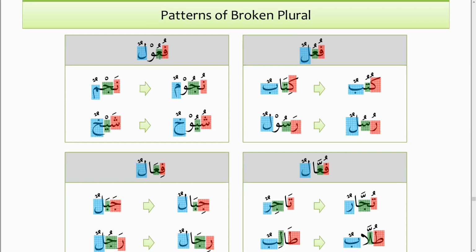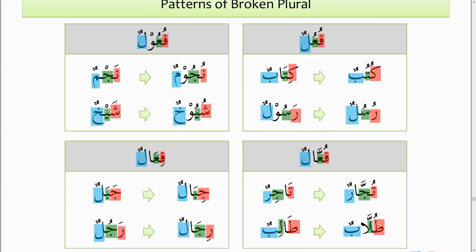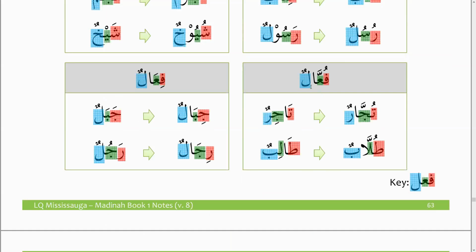Similarly, there's another pattern called fu'ulun, like najmun, nujumun. See, nujumun. Shaykhun, shuyukhun. Shaykh is a scholar. Then there's another pattern, fu'alun: tajirun, tujarun. Tajir, the plural is tujar. Talibun, tullab. We learned about tullab just now, right? And there's another pattern, fi'alun, like jabalun, jibal.